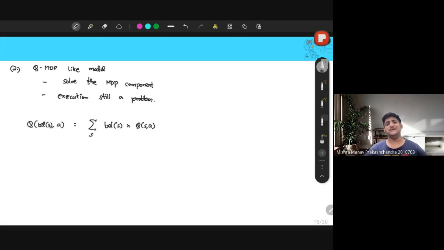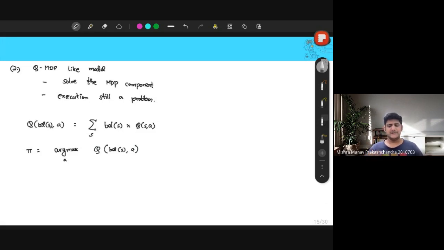So you solve the MDP component, take the belief of all the possible states that you have, multiply it with the Q function that you have, and then term it as Q_bel of s, a. And finally, the optimal policy here can simply be recovered by taking the argmax over the Q_bel of s, a. Okay, this is one more method to solve the POMDP problem.